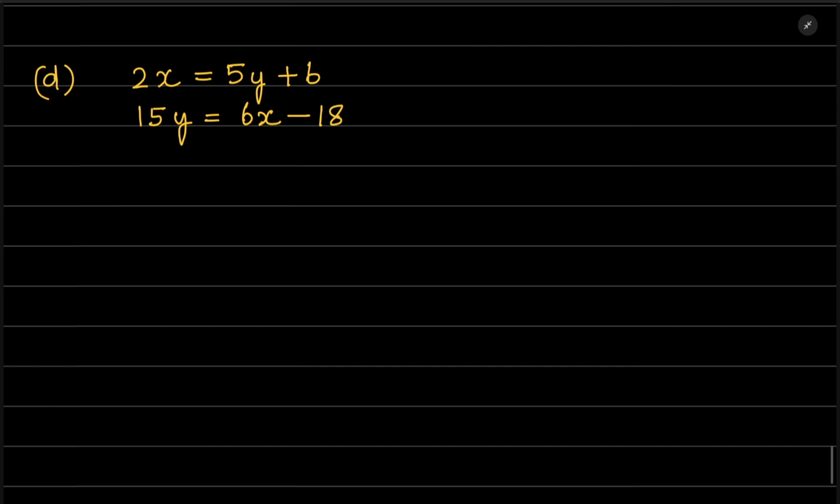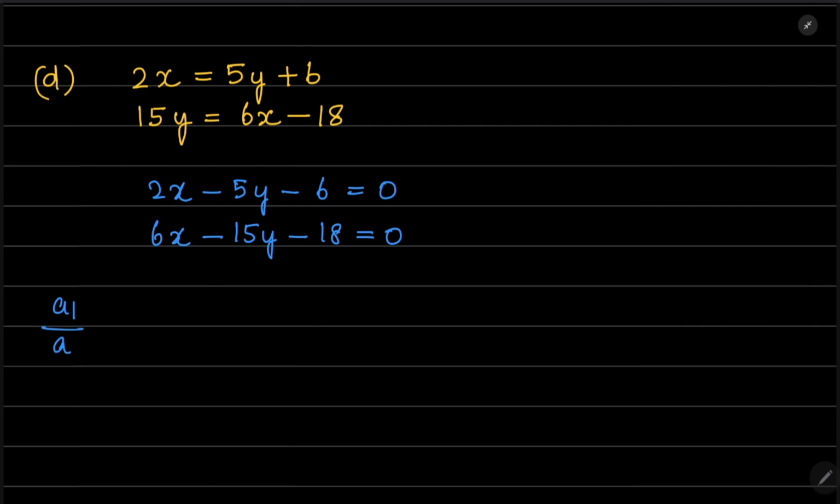So this is the next question, that is 2x is equal to 5y plus 6 and then 15y equal to... so let's make it to a standard format. So 2x minus 5y minus 6 equal to 0 is the first equation, and then 6x minus 15y minus 18 equal to 0. I have just rearranged the terms. Now let me take the A1 by A2 ratio. It is 2 by 6. So 2 ones are 2, 2 threes are 6. So it's 1 by 3.